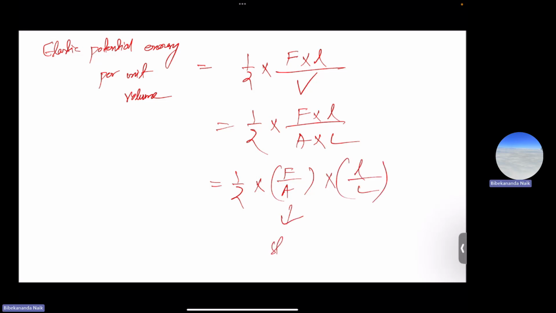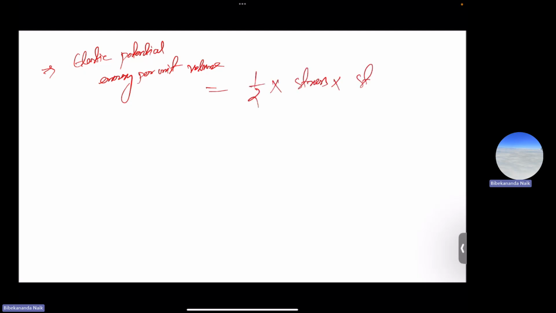So F by A, we know this is stress and this is strain. So elastic potential energy per unit volume is equal to half into stress into strain.